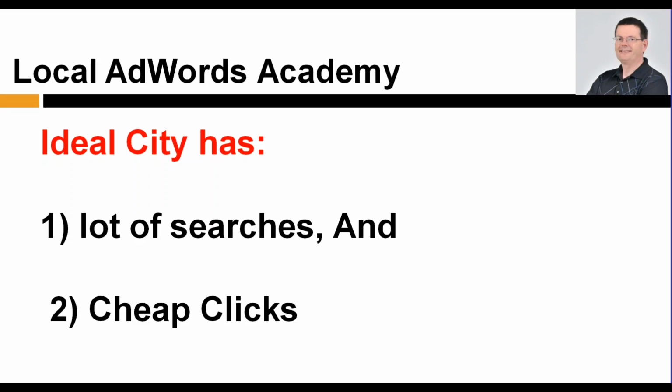And the clicks are cheap. So the ideal city has a lot of clicks, and has a lot of searches, and cheap clicks. So that is what you're looking for, correct? So how do you get that information?